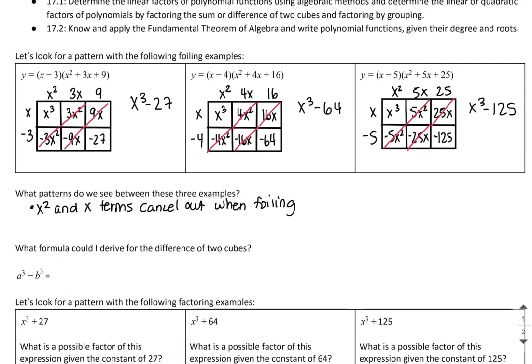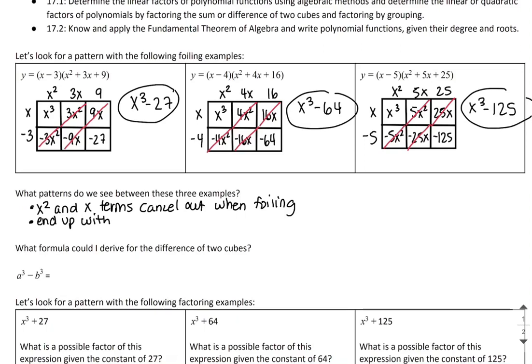Another thing that I notice is that I end up with 2 terms in the standard form in the answer. My answer is 2 terms, and there's subtraction in between. So that's the same about all 3 of these. I end up with 2 terms and subtraction in between. When I've seen 2 terms and subtraction in between before, I saw the difference of 2 squares.